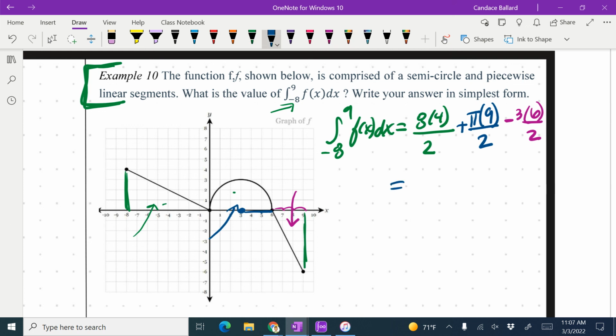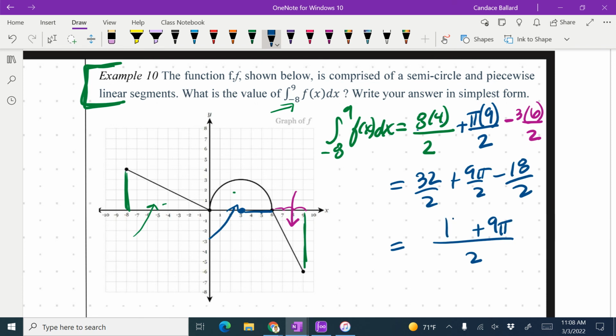So let's see. What's 8 times 4? 32 halves plus 9 pi over 2 minus 18 halves. Do we agree? Did I multiply right? All right, so what's 32 minus 18? 14. So 14 plus 9 pi over 2?